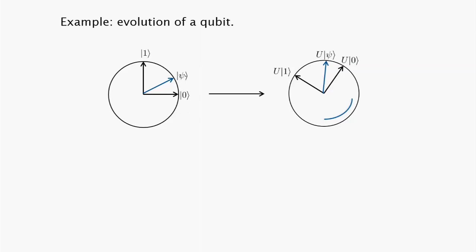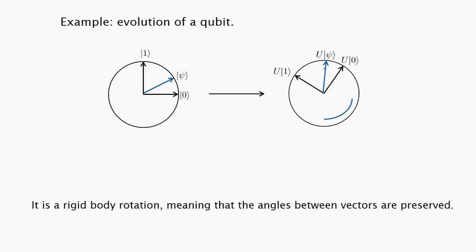Okay, so what happens is, to evolve the system, we give a rotation to this space, and so if we rotate it through some angle, the new state 0 moves to this new position, which I've denoted u of 0 for reasons that will become clear in a minute. 1 rotates correspondingly, and of course psi rotates the way it does. Now, one thing you'll notice here is this is a rigid body rotation, so angles between vectors are preserved.